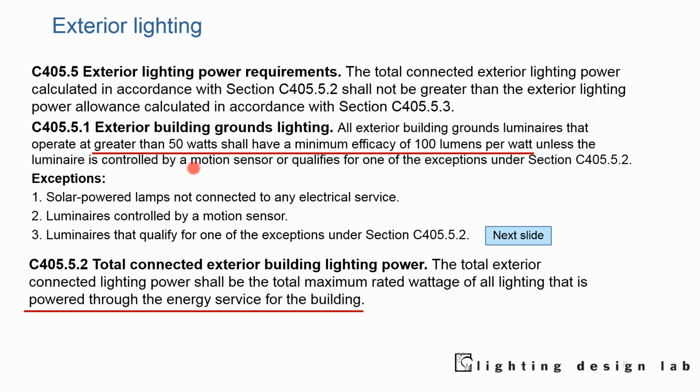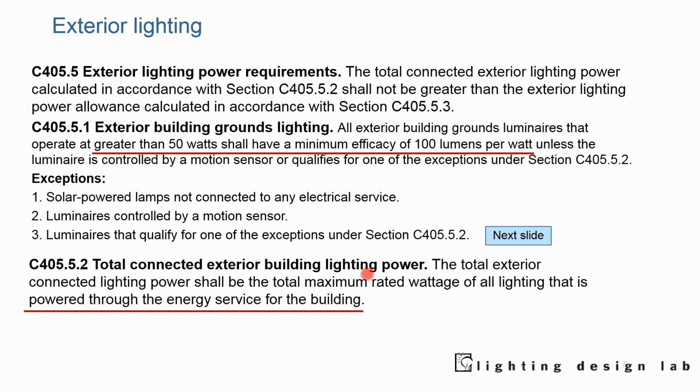Unless the luminaire is controlled by a motion sensor or qualifies for one of the exceptions. And then the exceptions would be if you have solar powered lights. Of course, they're not using local power, or they're using only local power, nothing off the grid. Luminaires controlled by a motion sensor, mentioned here, and luminaires that qualify under one of the exceptions under the section, which we'll look at on the next page.